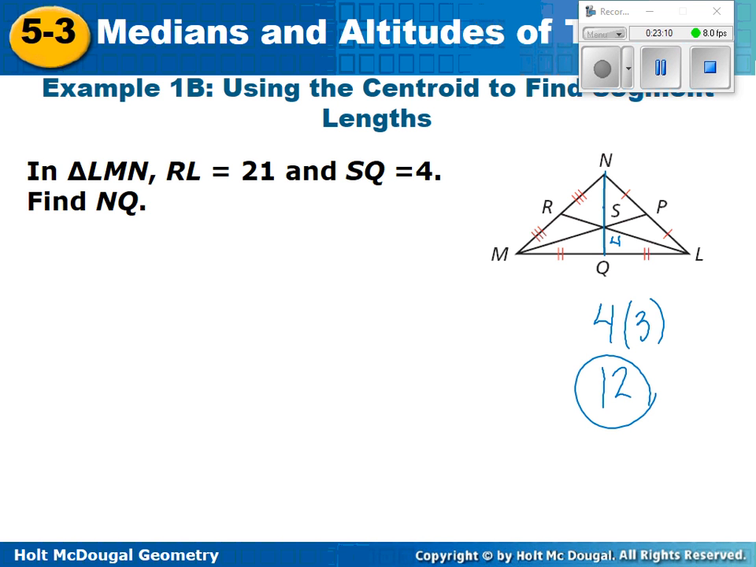The definition or part of the theorem says the distance from the centroid to the side is always the 1/3 part. The distance from the centroid to the vertex is always the 2/3 part. Another way to think about it is, if 4 is one of the thirds, then 2 of the thirds would be 2 times 4, which is 8. And 8 plus 4 is 12.